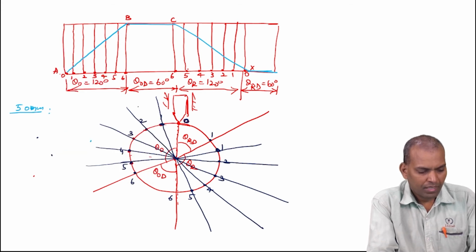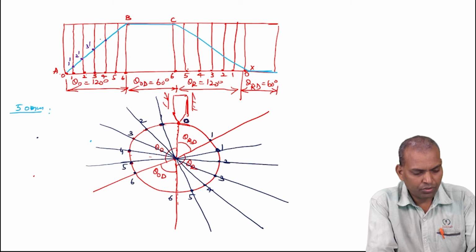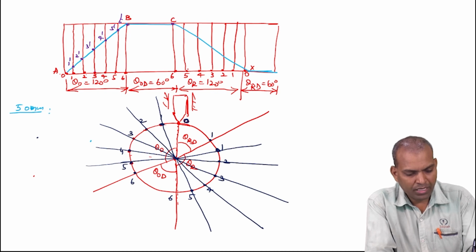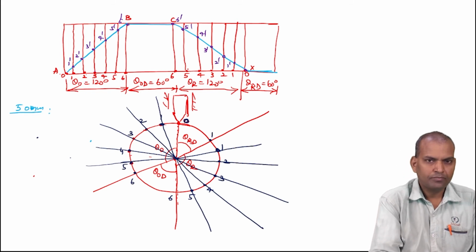Now, from measure 1 to 1 dash, this is 2 to 2 dash, 3 to 3 dash, 4 to 4 dash, 5 to 5 dash, and it is 6 to 6 dash. Similarly, this point is 6 dash, 5 dash, 4 dash, 3 dash, 2 dash, 1 dash, and 0.